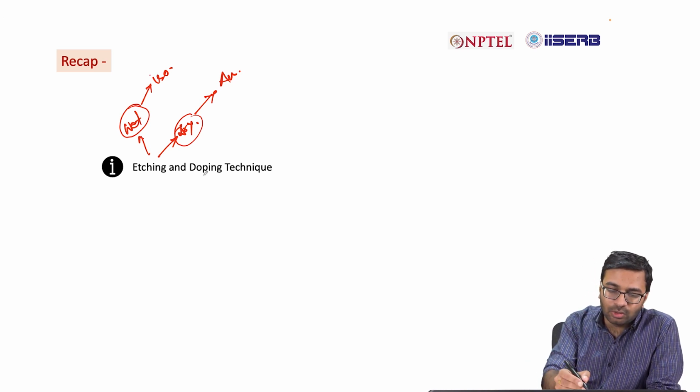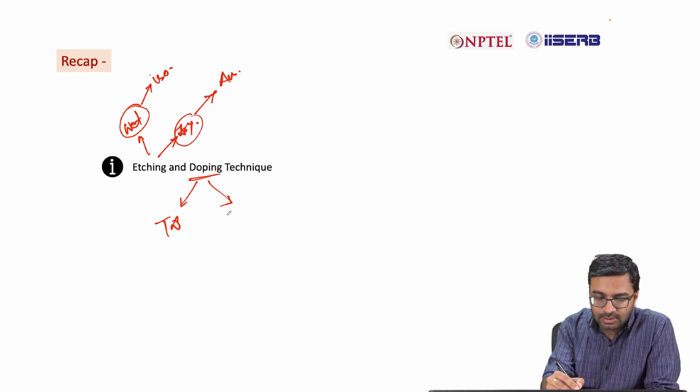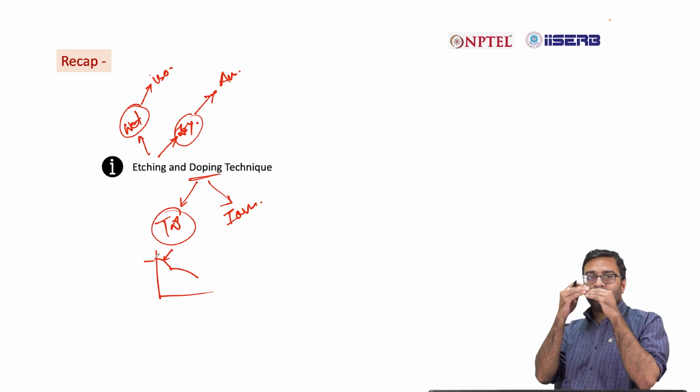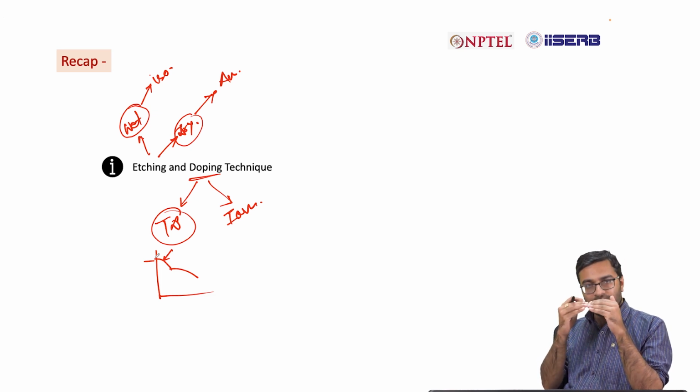Then we also have discussed doping techniques, and we have seen in doping also we have two different types. One is thermal diffusion, another one is ion implantation. So in case of thermal diffusion, we have seen the profile is something like this, where the concentration near the surface is much higher. So mostly all the dopant atoms stay near the surface of the semiconductor material or any material for that matter.